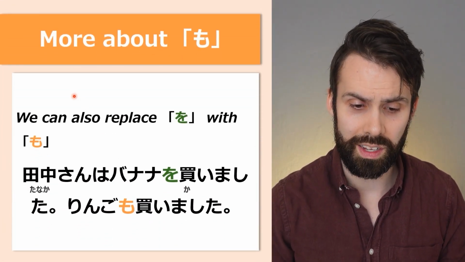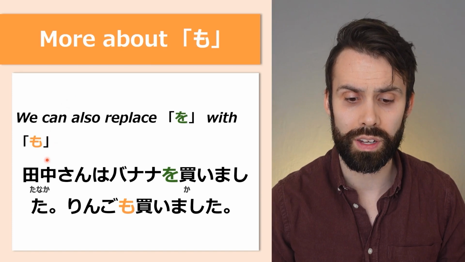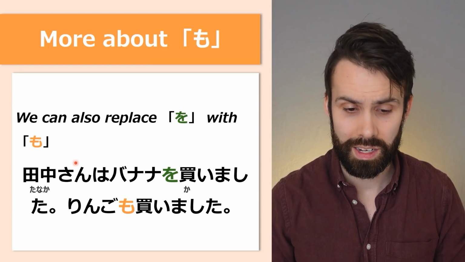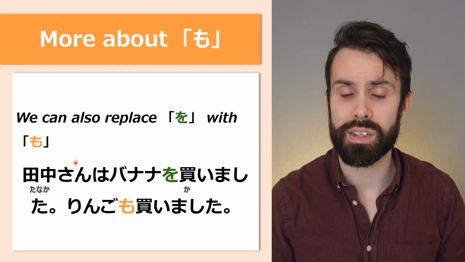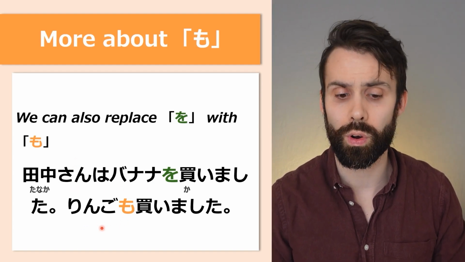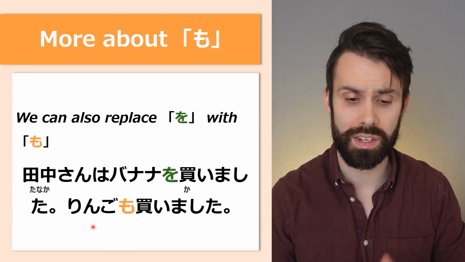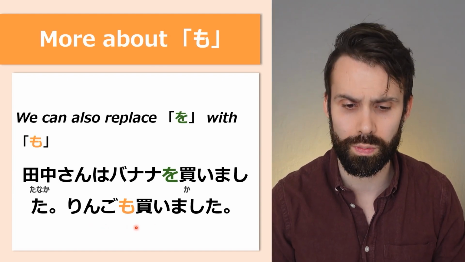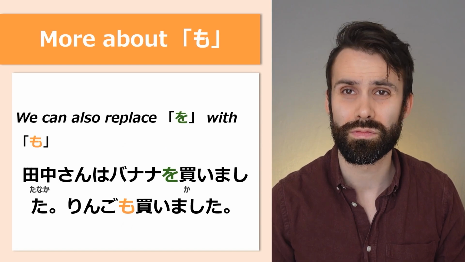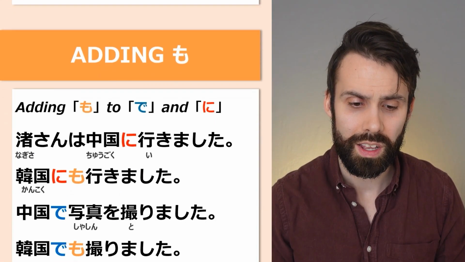So we can also replace お, the o particle, with も. For example, as in 田中さんはバナナを買いました. So 田中さん bought bananas. リンゴも買いました. He also bought apples. So instead of saying リンゴを買いました, again we can say リンゴも買いました. He also bought apples. Ringo star. If you want a way to remember the words for apple.